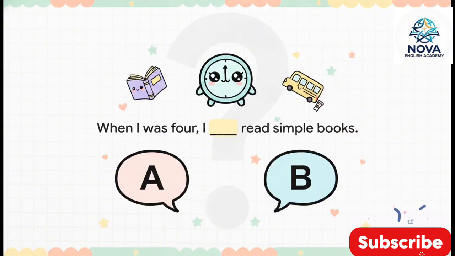Let's keep this momentum going with mystery number 2. When I was 4, I blank read simple books. Is it A, can, or B, could? Now pay very close attention to that crucial clue phrase at the very beginning, when I was 4. Think about what timeline that puts us in. Take a second, what's your answer?